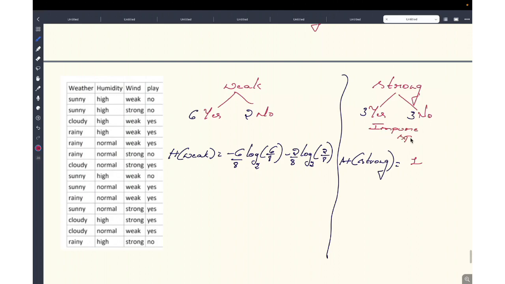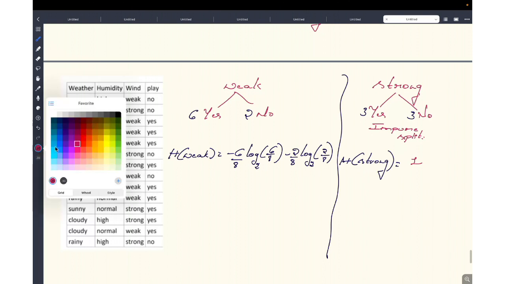Pure split means no impurity, it will be zero. Equal chance means high impurity, and decision making becomes difficult. Three people say yes, three people say no, there is something wrong. We need to fix it.